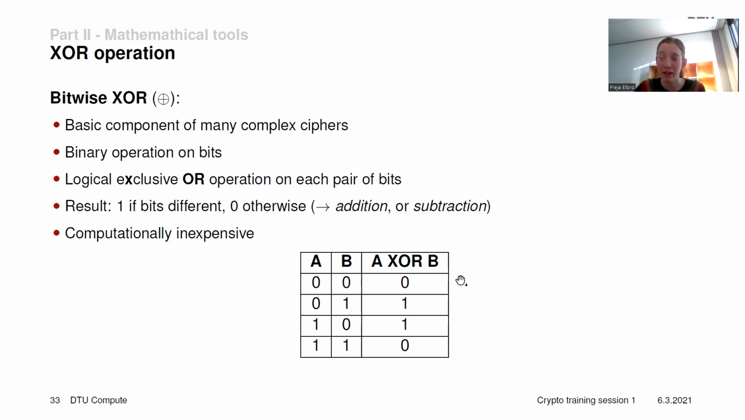There's a table down here that shows you how XOR works. So if you have 2 bits and if they're the same, so if they're both 0 or both 1, then the XOR of those 2 bits will be 0. If they're different, then the XOR will be 1.